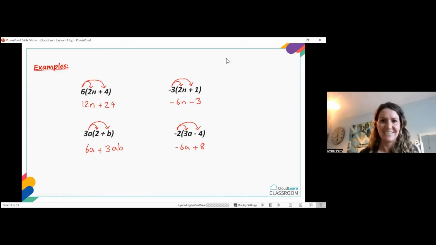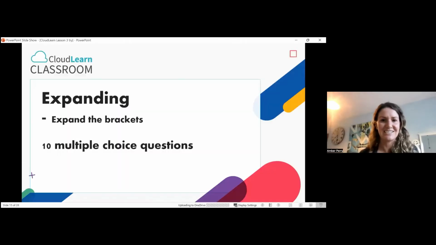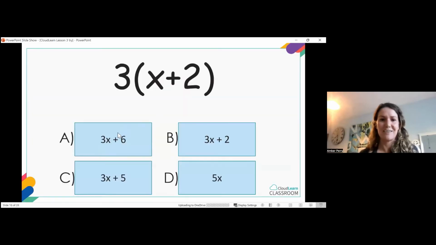All right, so let me clear those drawings. And I'm going to just do the same thing, the A, B, C, D, because it's just easier. So if you're multiplying this out, what is the correct expression? I'm going to give you a little bit longer.